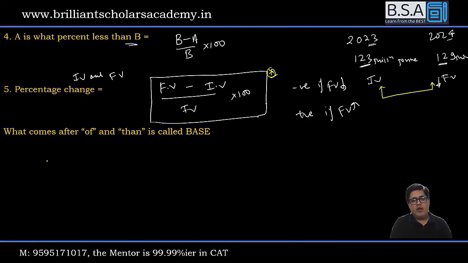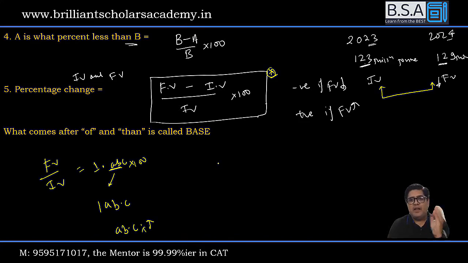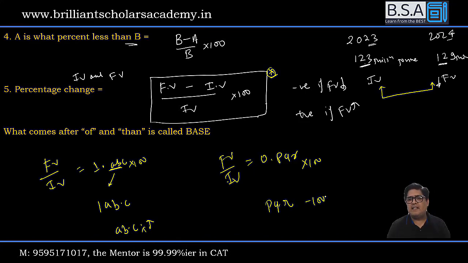Always divide final value by initial value. If the ratio is 1 point something, 1 point ABC, make it 100 times. 1AB dot C. So your AB dot C is the percentage increase. If the numerator is less, and the value is 0 point something, 0 point PQR, you make it 100 times. Use a calculator, make it 100 times. So PQ dot R minus 100 is the percentage decrease.